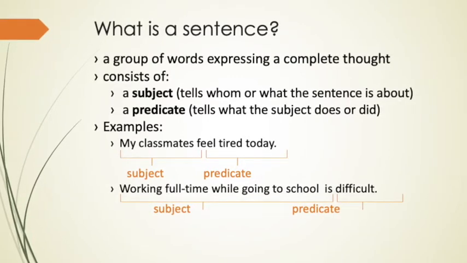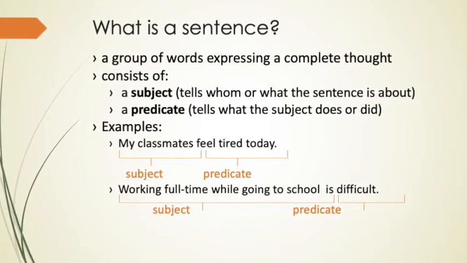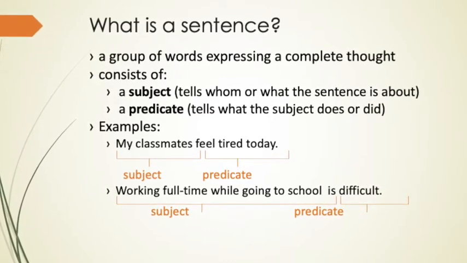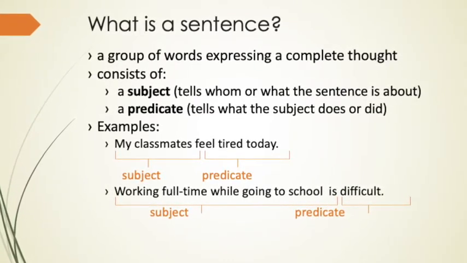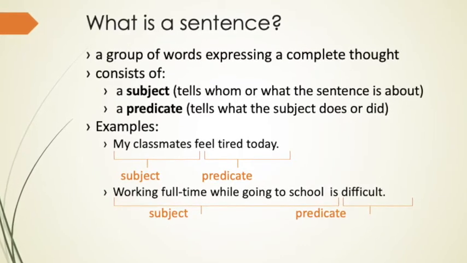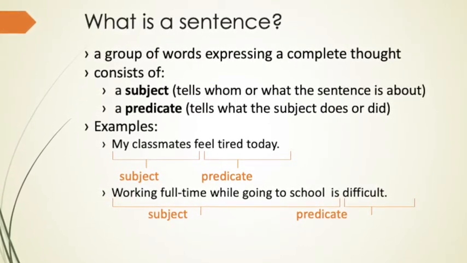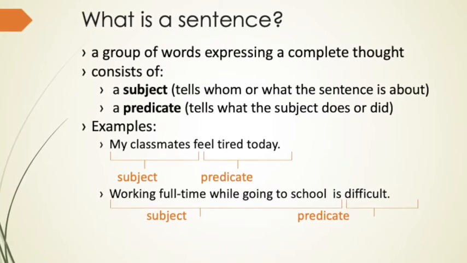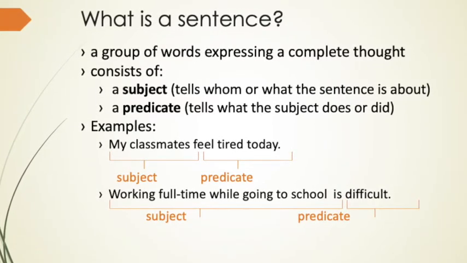Examples: my classmates feel tired today. My subject here is my classmates, and the predicate is feel tired today. Another example: working full-time while going to school is difficult. The subject is working full-time while going to school, and the predicate is difficult.